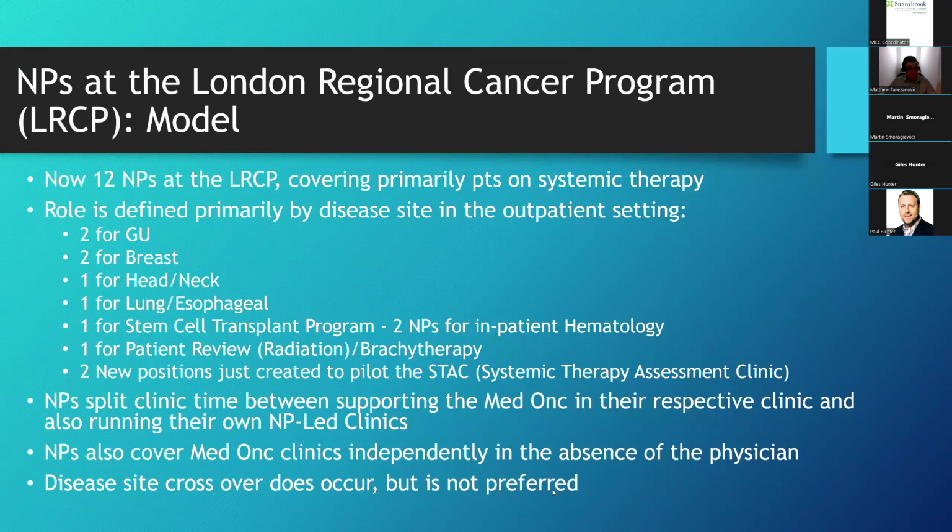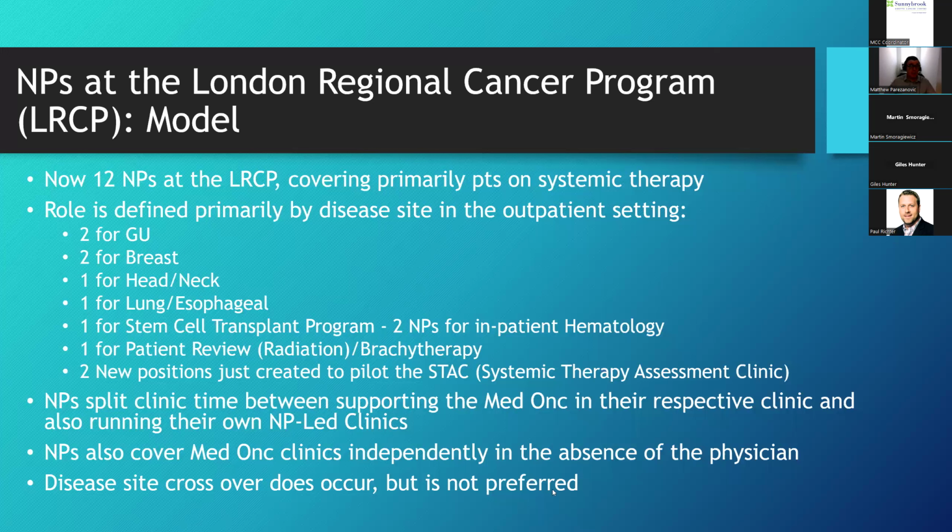We also have a dedicated nurse practitioner for our stem cell transplant program on the outpatient side, with 2 NPs for our inpatient hematology unit, which do focus on the transplant aspect, but also other patients with hematologic malignancies. We also have 1 NP dedicated in our patient review area, which is basically assessing patients on radiation therapy. And this nurse practitioner also does play a key role with the movement of patients that are on brachytherapy.